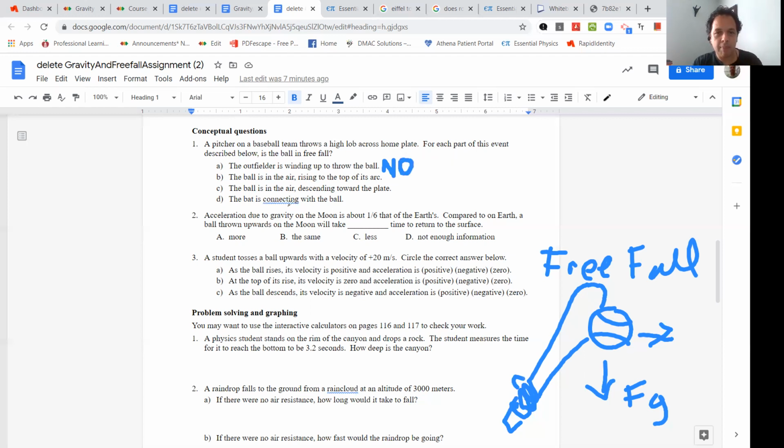So you guys do the rest. The bat is connecting with the ball. I just gave you that one too. No. So you guys do B and C.